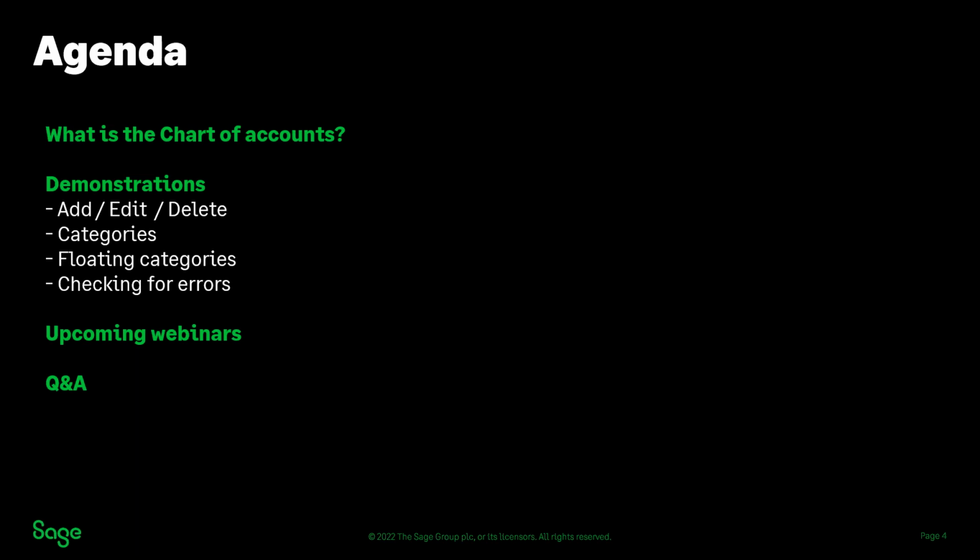We're also going to look at something that's really essential that you do run, which is checking for errors. There's loads of information in our Help Center as well. If you check your chart of accounts for errors and you find anything, there'll be information in the Help Center as to how you go about correcting that. Also, towards the end, I'll explain more about some of the upcoming webinars, just to give you an idea of the topics. And then we'll hang around for any questions that you might have as well. Okay, so we'll get started.